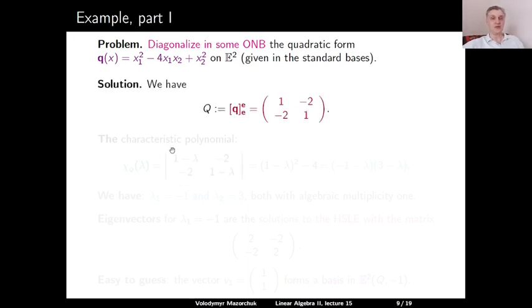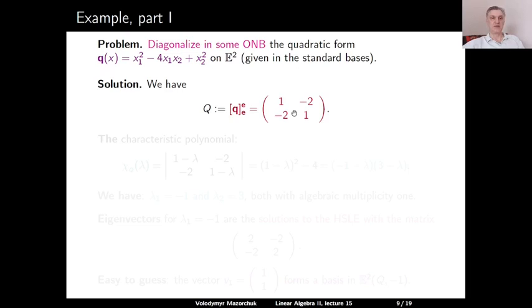Solution. So the matrix of this quadratic form is the matrix 1, minus 2, minus 2, 1. So the coefficients on the diagonal are just the coefficients at the squares, and the coefficients off the diagonal are 1/2 of the corresponding coefficients. So we have x1, x2. This corresponds to the position 1, 2. Here we have the coefficient minus 4. We should write 1/2 of it in the position 1, 2, and 1/2 of it in the position 2, 1. So we have this symmetric matrix, and we need to diagonalize it in some orthonormal basis.